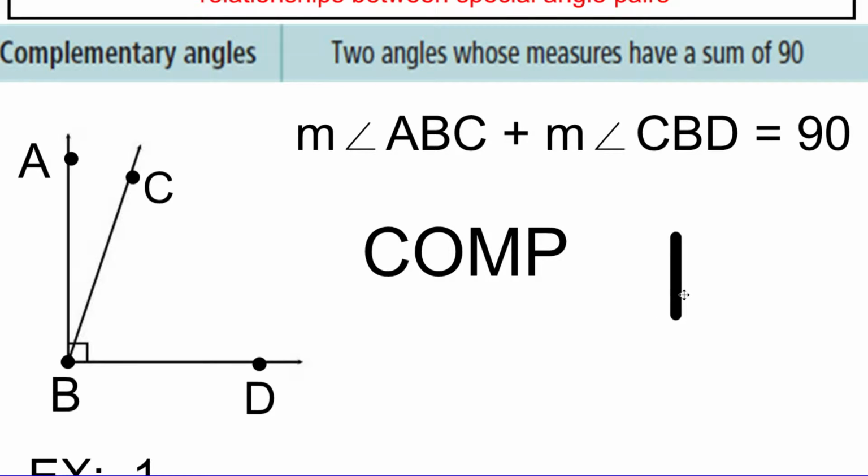So COMP is how I start complementary. If I take this nice little line and place it right at the beginning of it, if you notice, I get this 90 at the beginning just with one quick line. And so that's how I remember that complementary means 90 degrees.